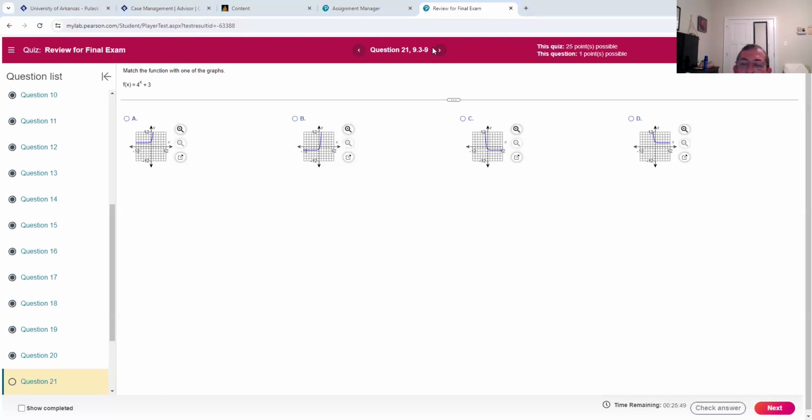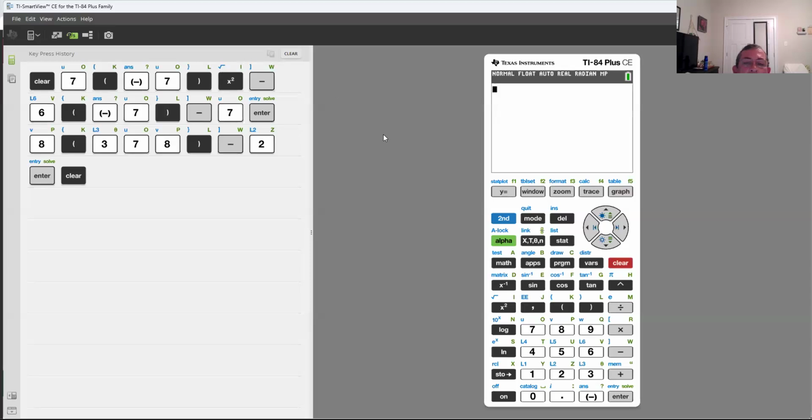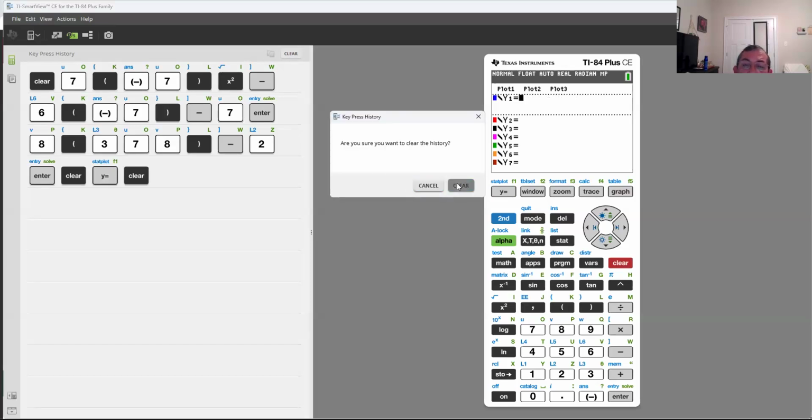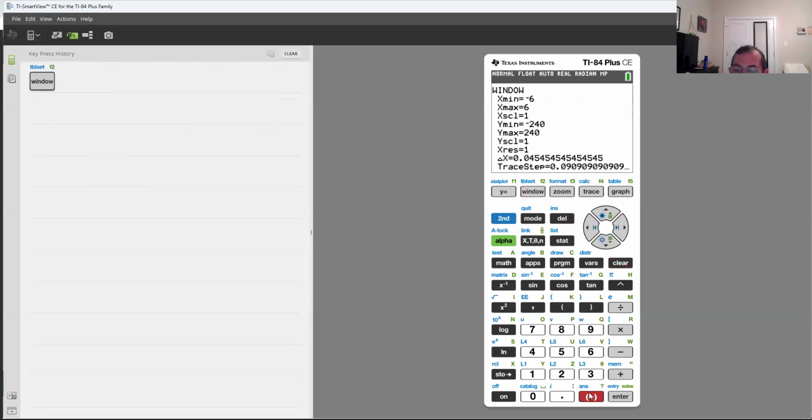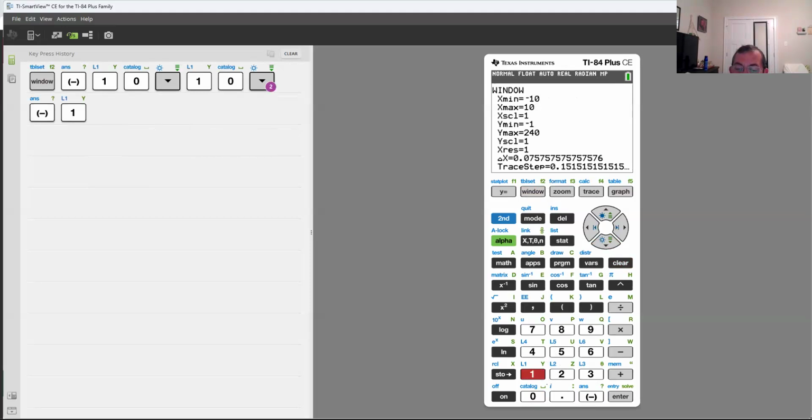So I'm just going to go to the calculator and I'm going to show you how to set your window back real quick. So I'm going to set my window back to negative 10 and 10, because I want my graphs to be really close to theirs. And then this sets it back to the normal graphing window on it, okay? So I got negative 10 and 10 again.